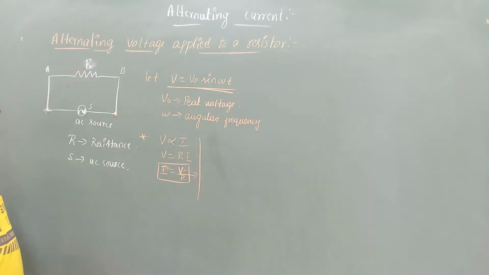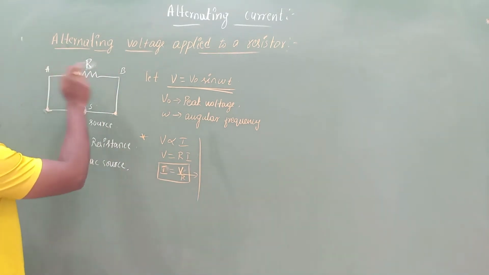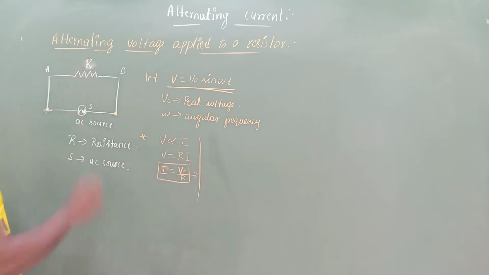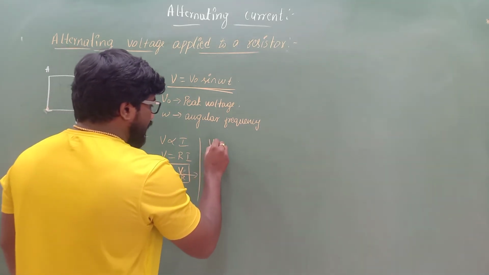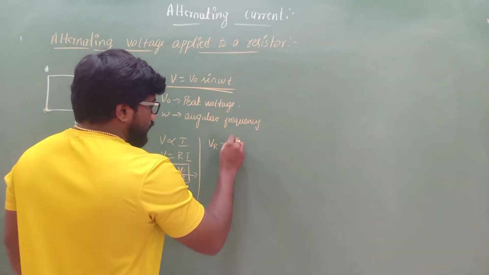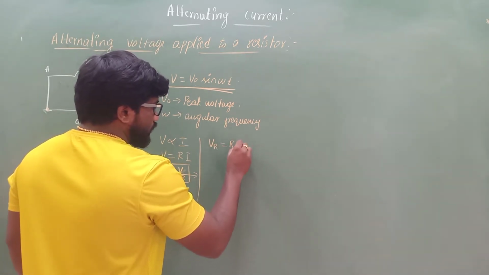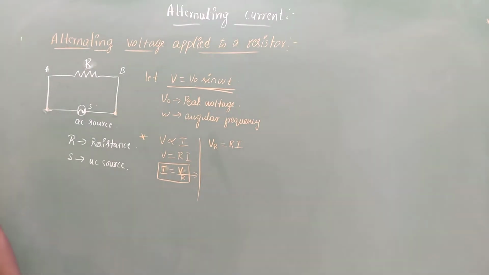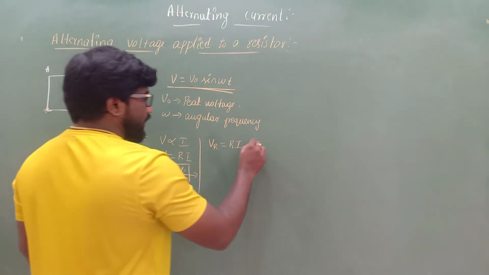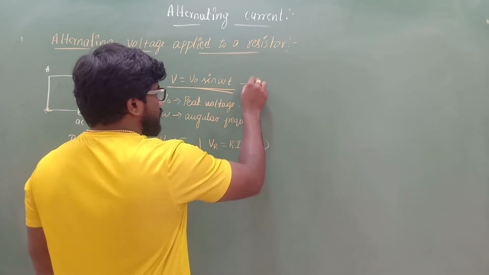Meanwhile, what is the potential difference across these two terminals, across the resistance R? That I can write as V R equals R into I, or I into R. This is the potential difference across the two terminals A and B, because the resistance is given there. So take it as equation number 2, and this is equation number 1.